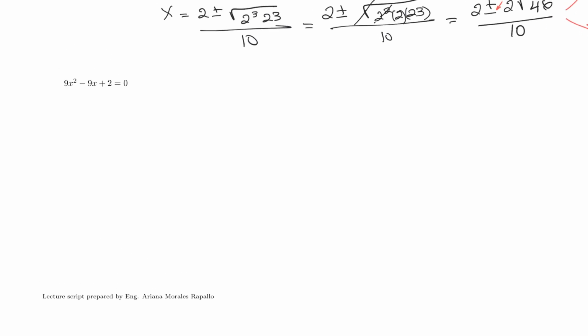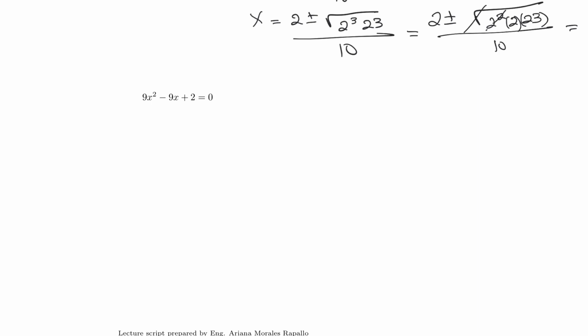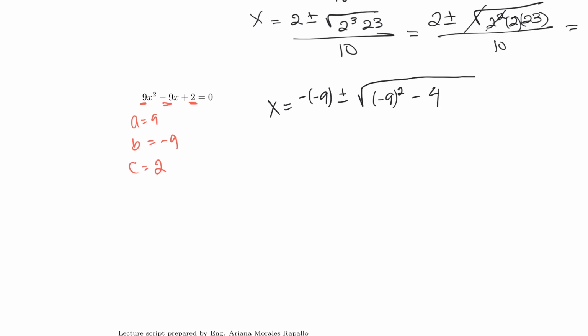We have 9x squared minus 9x plus 2. Okay, the first thing to do is to identify what is A, what is B, and what is C. So A is equal to 9, right? This one right here. B is equal to minus 9, and C is equal to 2. Now that we have this, we just apply it in the formula, and the formula says x is equal to minus b. What is b? Minus 9. Plus minus the square root of b squared. What is b? Minus 9 squared. Minus 4 times a. What is a? 9. And c. What is c? 2. All this divided by 2a. What is a? 9. And we just solve.